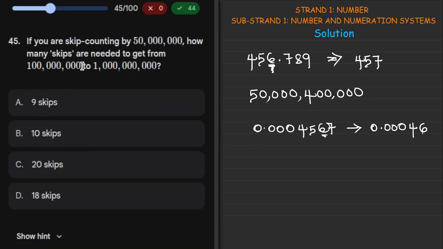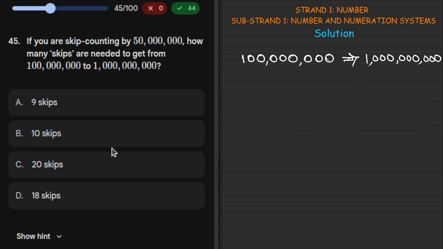Number 45. If you skip count by 50 millions, how many skips are needed to get from this digit to this digit? So what we actually have is 100 million, but we want to skip count and then get to a billion. The skip counting we are doing is actually in 50 millions.